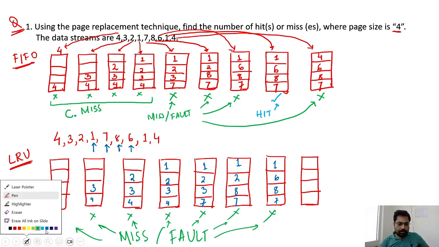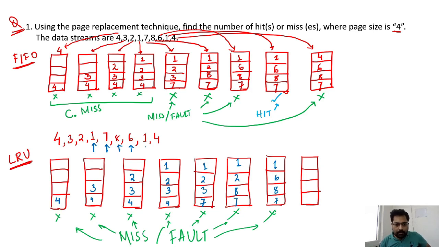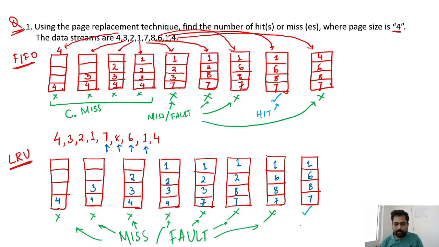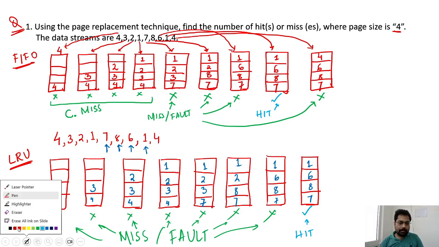Next, when 1 will come into the picture, the data will be 1, 6, 8, 7. So when 1 comes, in this case 1 is the one already present, so no need to change that one. Okay. So we must say there is a hit, so that hit will be marked in this color. It is a hit.